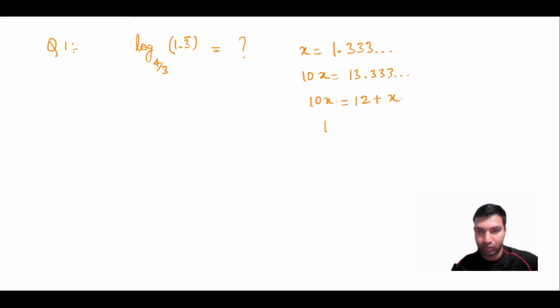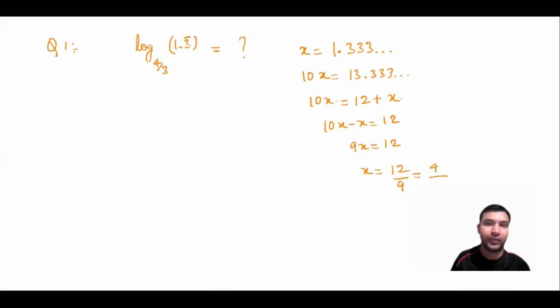Now subtracting x from both sides, we get 9x equal to 12, and therefore x is equal to 12 over 9, which is the same as, if I cancel this out by 3, 3 times 4 and 3 times 3. Okay, 13.333 can be written as 12 plus x, where x is 1.333. I hope you understand that step.